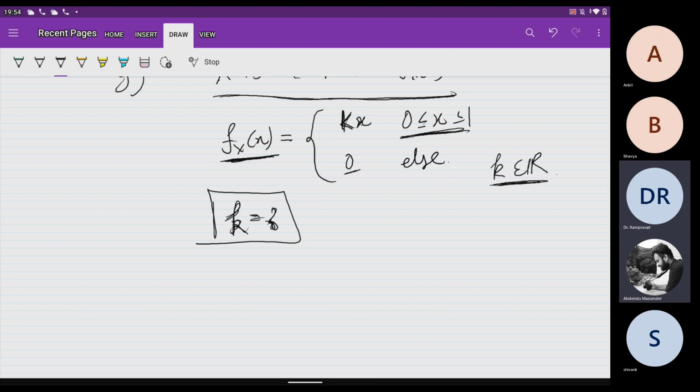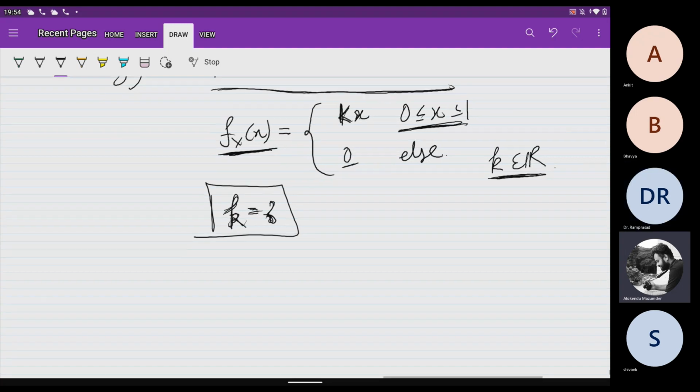If f of x represents a probability density function, it should have 1 over length as the dimension. So k should have 1 over length square because x is taken as a length. So it should be something divided by length square.